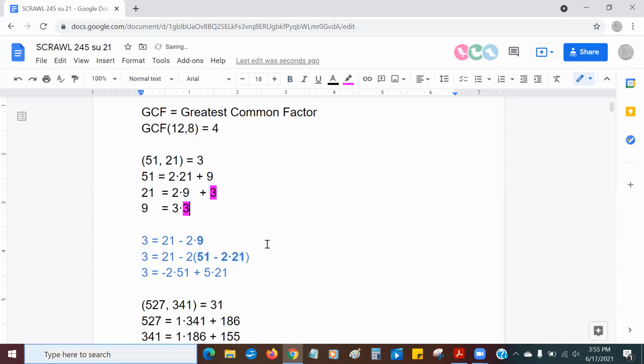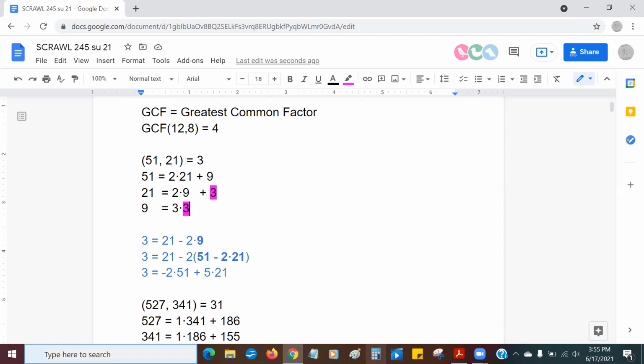And now I'm just going to rearrange everything, just bring out the 51s and the 21s. 3 is equal to negative 2 times 51, because I get that from here, and plus 5 times 21, because 21 minus 2 times minus 2, that's plus 4, so 1 plus 4 is 5. 3 is equal to negative 2 times 51 plus 5 times 21. So I've expressed the number 3 as a linear combination of my original numbers, 51 and 21.